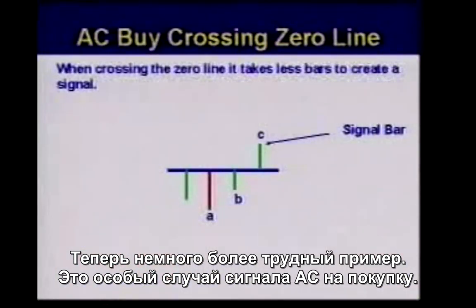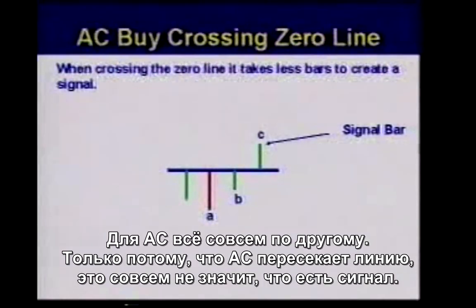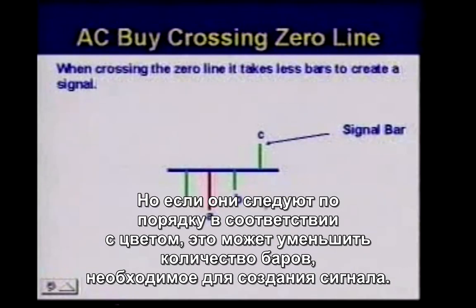Now this is a little bit different. It's a special case of the AC buy. You notice in the AO you have a cross of the line, and that triggers a signal. That's very different in the AC. Just because the AC here is crossing the line, it does not mean it's a signal. But if they are in the right order, color-wise, then it can lessen the number of bars you need to create your signal.